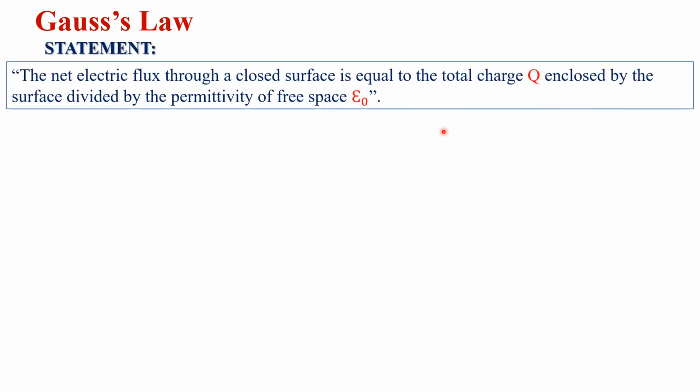What about multiple charges? When there is more than one charge, we use Gauss law to determine the total electric flux through a closed surface due to multiple charges. Statement of Gauss law: the net electric flux through a closed surface is equal to the total charge Q enclosed by the surface divided by the permittivity of free space epsilon naught.